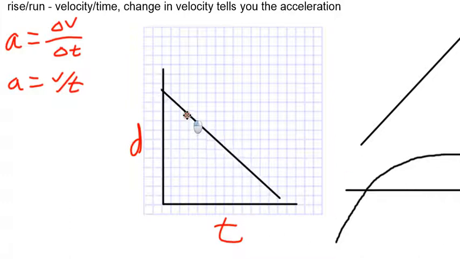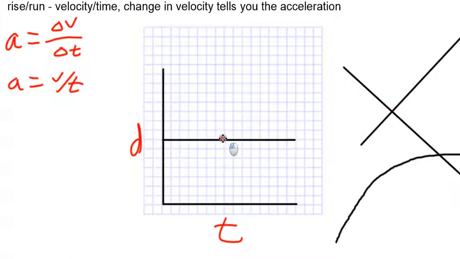Let's look at this graph now. We can see that this is going down and to the right. And so in this case, we would say that this is a negative slope. And if we're looking at a dt graph, we can say that this has a negative velocity. And it's constant.